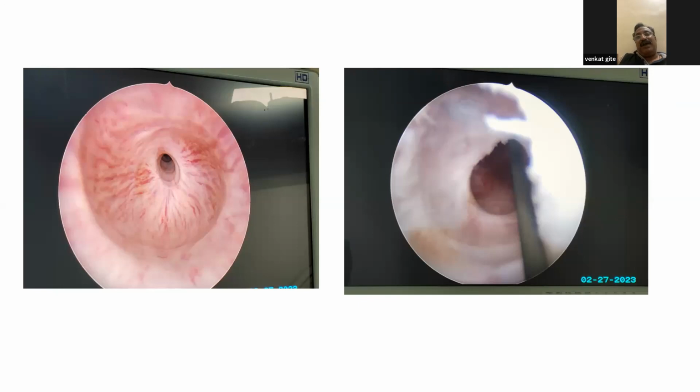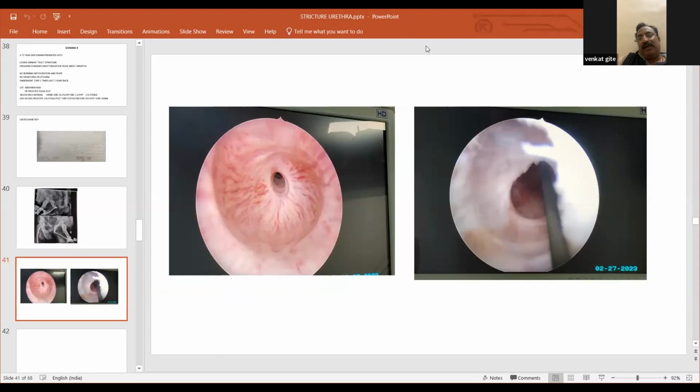So why ventral BMG am I telling in proximal bulbar? Sir, proximal bulbar will be technically difficult to do dorsal. One answer. Another answer: technically difficult because there is the arch of the pubic bone. Another answer is the sphincter is omega shaped. If you cut the urethra dorsally to go inside, it will damage the sphincter.